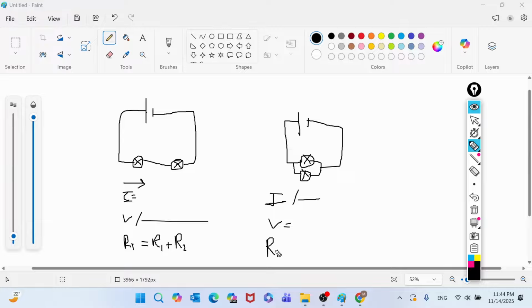Okay, and resistance total. In parallel, you do it 1 over R total is 1 over R1 plus 1 over R2, and so on, depending how many things there are in the circuit.